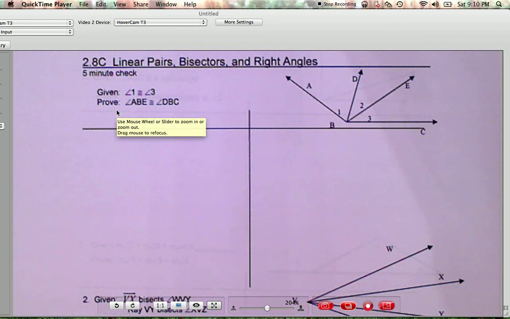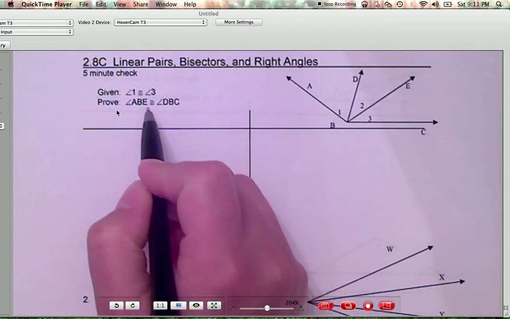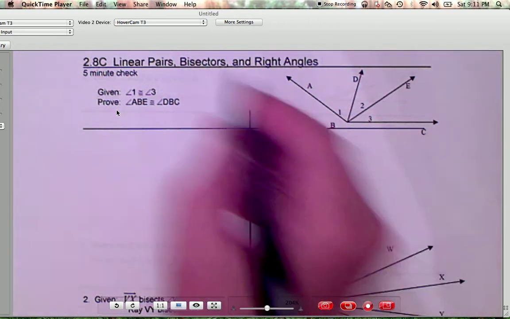2.8c is all about proofs using linear pairs, angle bisectors, and right angles. We're going to start with a 5-minute check that reviews what we did yesterday on angle addition proofs. Remember that when you're given a proof, if there are no wordy statements, there's a good chance it's an angle addition proof. So you want to start by labeling your parts and your wholes.